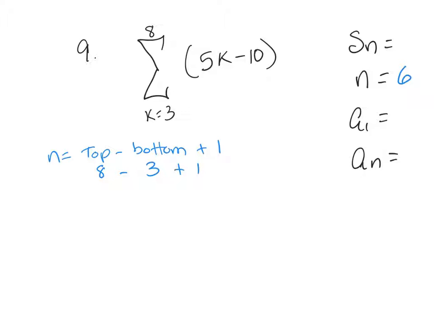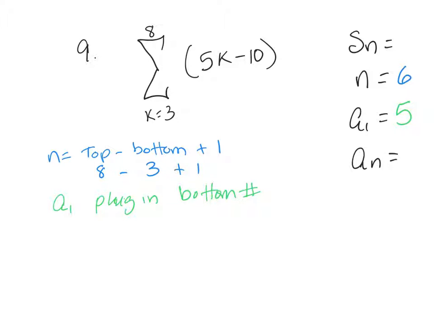Okay? So we found n. a1, easy. For a1, you plug in the bottom number. So what's the bottom number on that? 3. What's 5 times 3? 15. Minus 10? 5. Found a1.